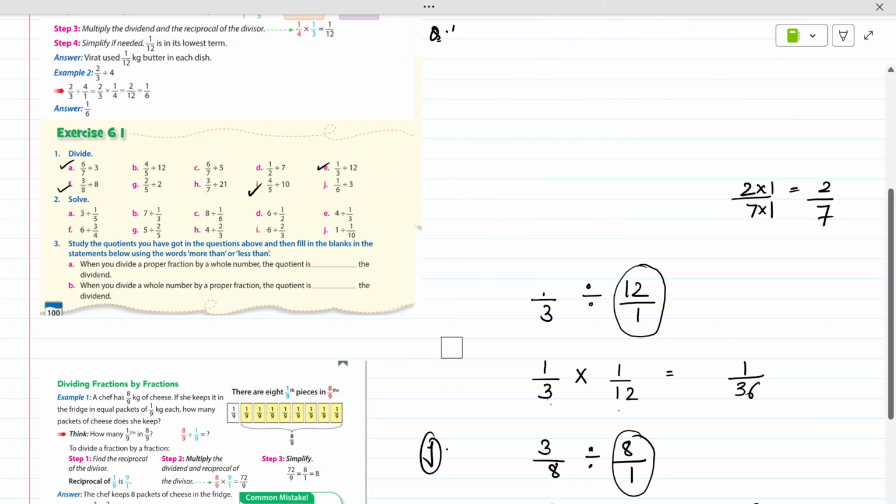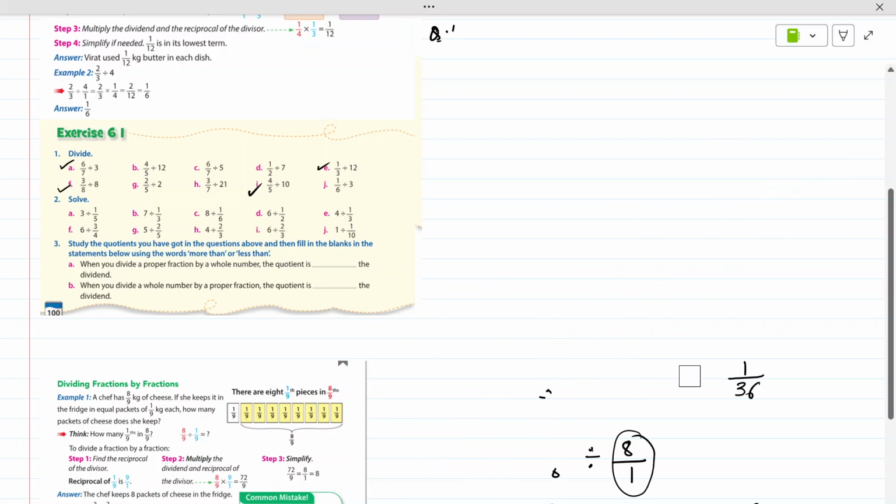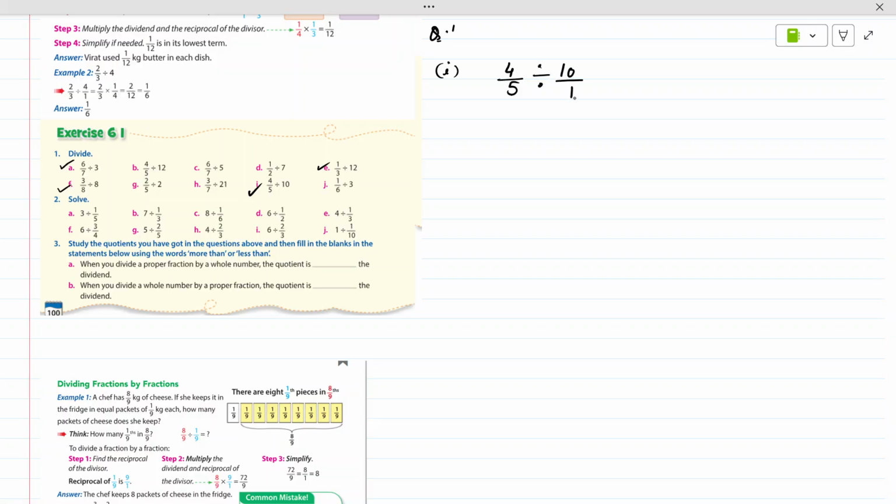So same scenario, kids. Here 10 is a whole number. So the first thing we have to do is change that whole number to a fraction. Okay, so let's do that. In part I, 4 by 5 divided by 10, change 10 to 10 by 1.